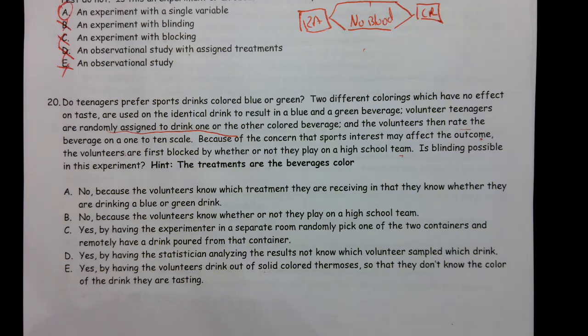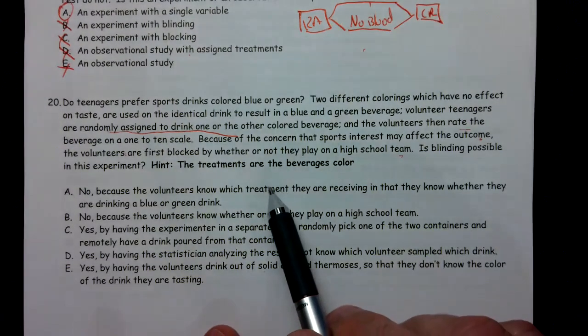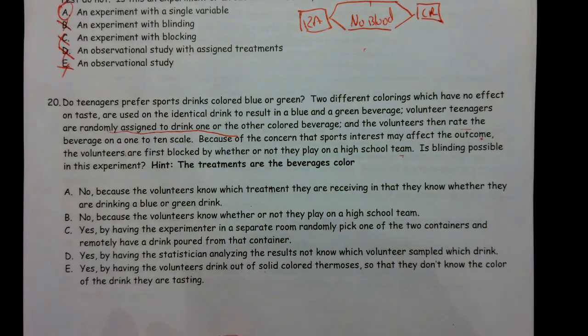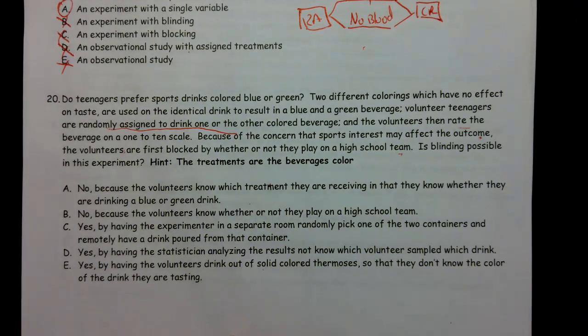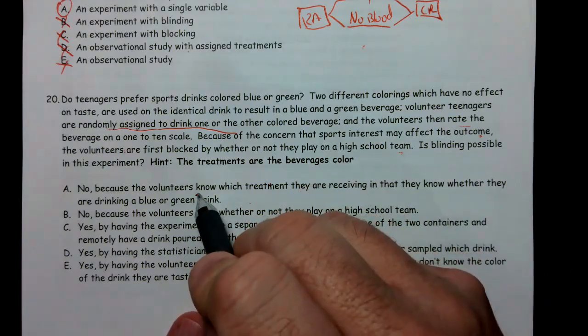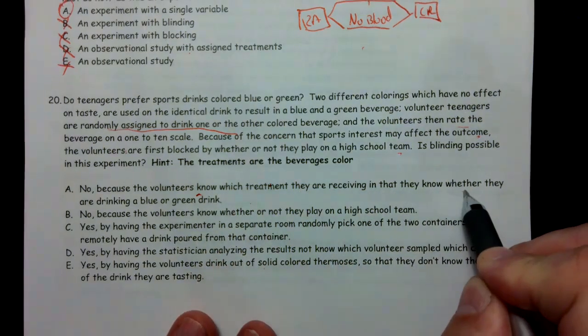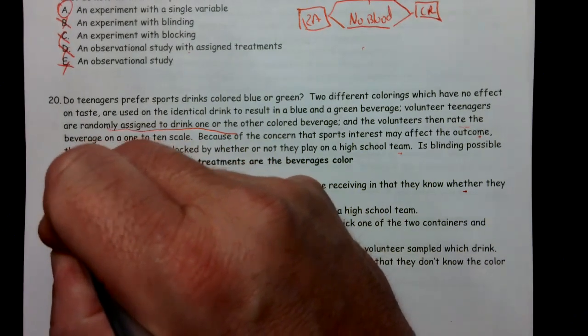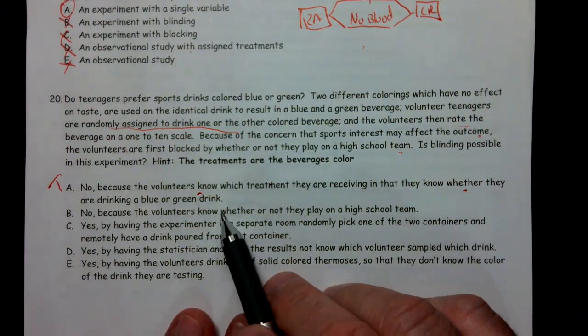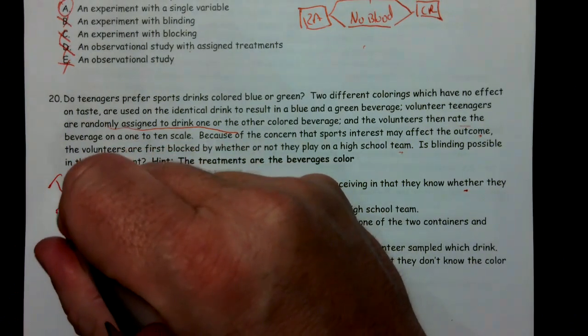All right, so in this case, is blinding possible? Well, the experimenter might be blinded, but the person drinking it would not be blinded. The volunteers know which treatment they're receiving and they know whether they're drinking blue or green. They're definitely going to see that. So that's a true statement. That's false. That is blocking. We don't care about that.